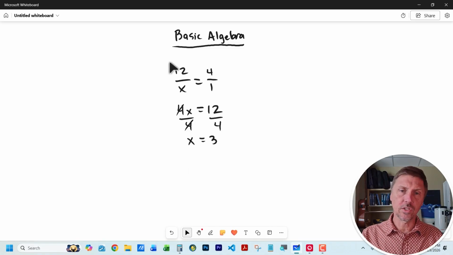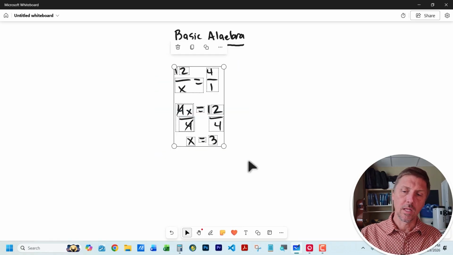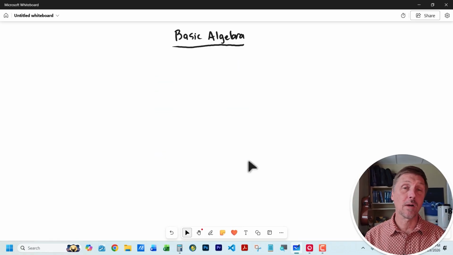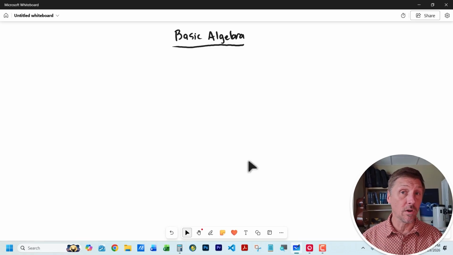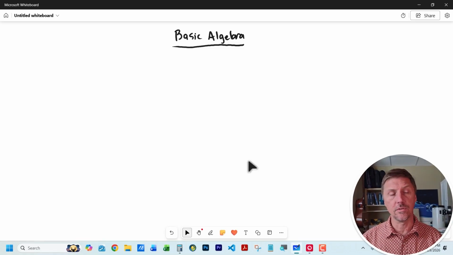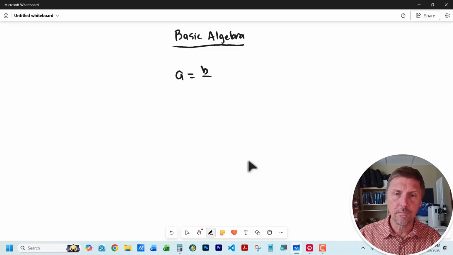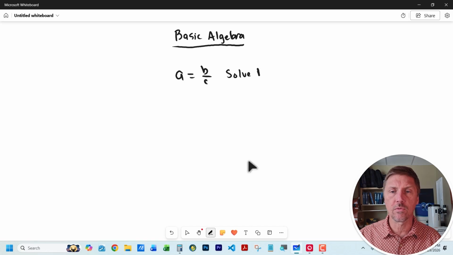One other thing that tends to confuse students. A lot of students do great if it's numbers with one variable, but if you have a problem that's predominantly variables or even all variables, then they get confused. And so what's an example of that? Well, let me just do a really simple one here. A equals B over C. And the instructions for this, I tell you to solve for C, all right? How would we go about doing that?